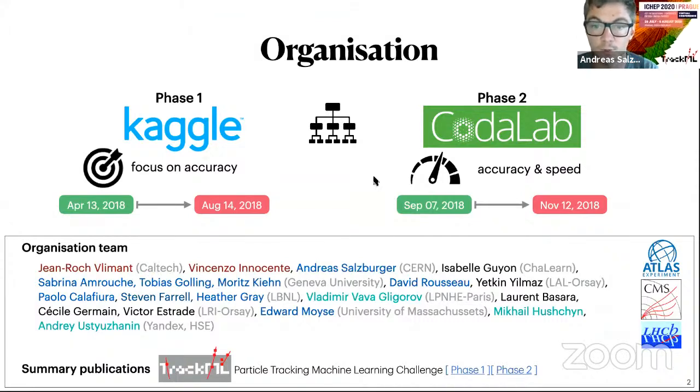So from the organization, we ran this challenge in 2 phases on 2 different platforms, all within 2018. And we had different focuses on the 2 parts of the challenge, which I will tell you about afterwards in a bit more detail. And we were composed as a good mix of LHC experiments and machine learning experts to set this up. We also have some summary publications of these two challenges to come.